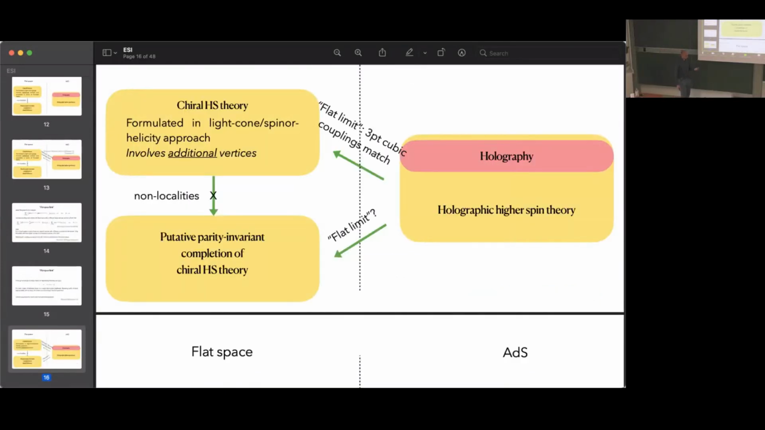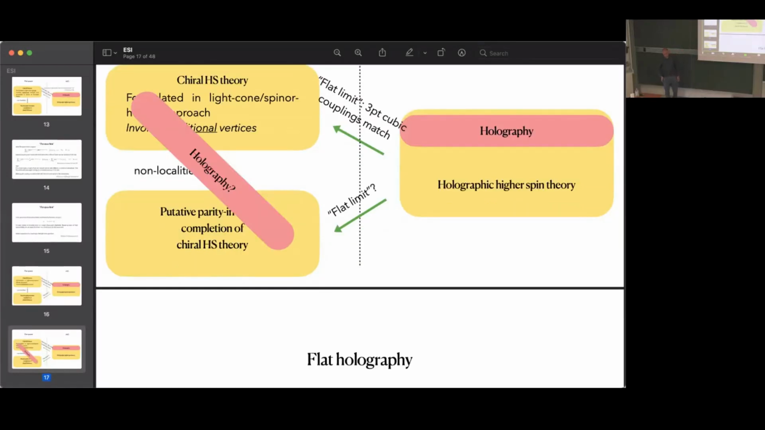Okay, so then the natural suggestion is that we just extend this procedure. We go further. We don't focus only on the chiral part. We consider parity invariant theory, and then we go beyond cubic order. And it would be interesting to look at what we get if we use this kind of flat limit. And then, of course, since the right-hand side has an underlying holographic construction, one can expect that there is also some holographic construction on the left-hand side.